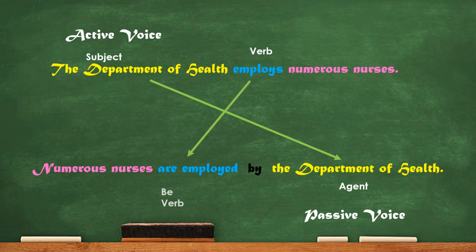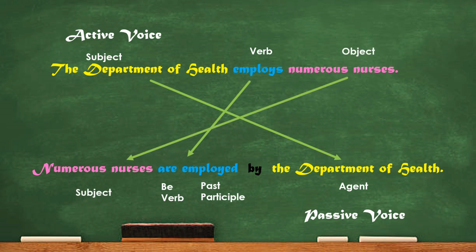Since we have to use a combination of a be verb plus the past participle of the main verb, now in here, the receiver of the action, which is the numerous nurses, will become the subject in the passive voice. And of course, we will add the word by that will introduce us to our agent or doer of the action.